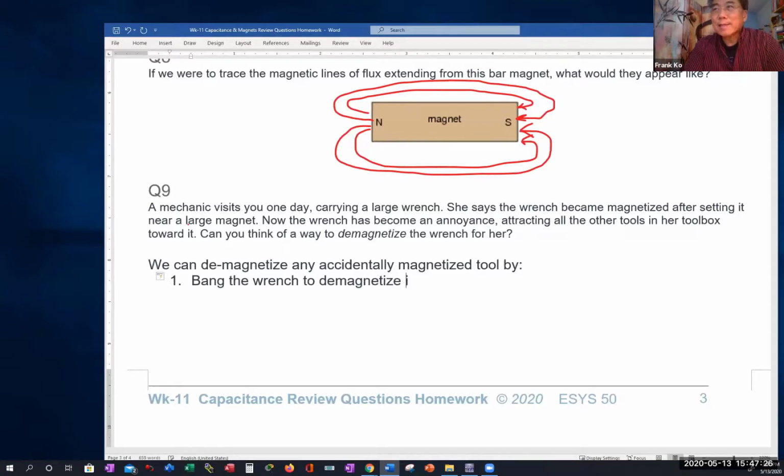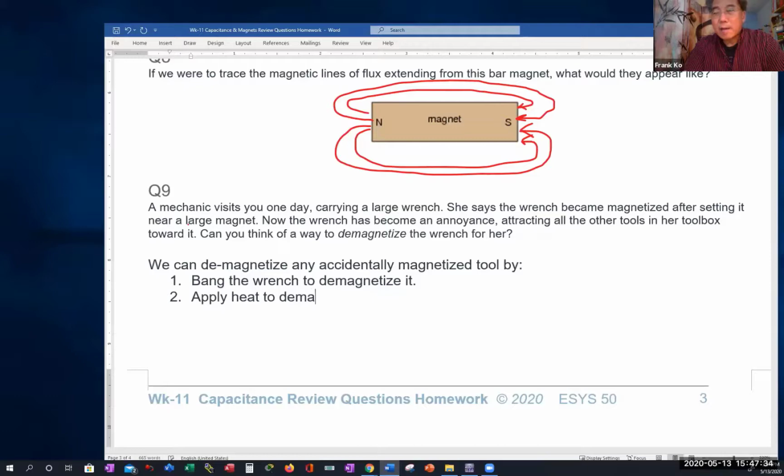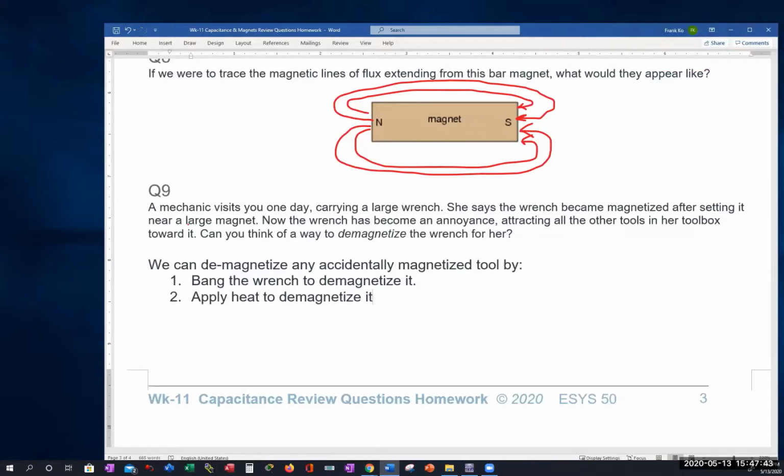Second way is heating. Apply heat to demagnetize it. That would be good. Leave it alone for a long time. It'd have to be an awful long time. What's another way? What else did you find out in Google? Passing electricity was another one.